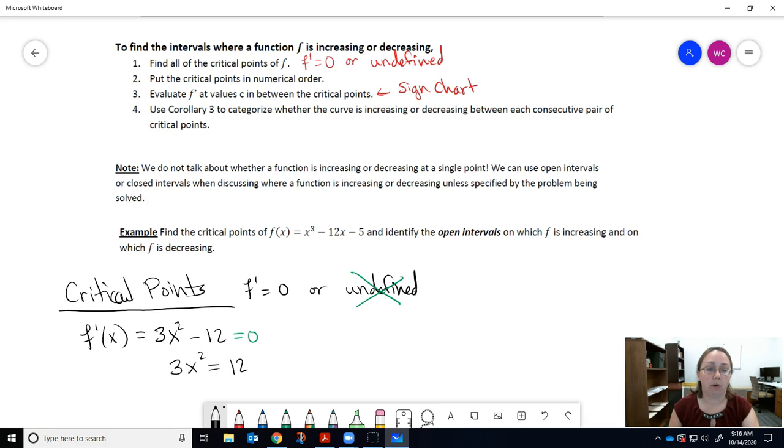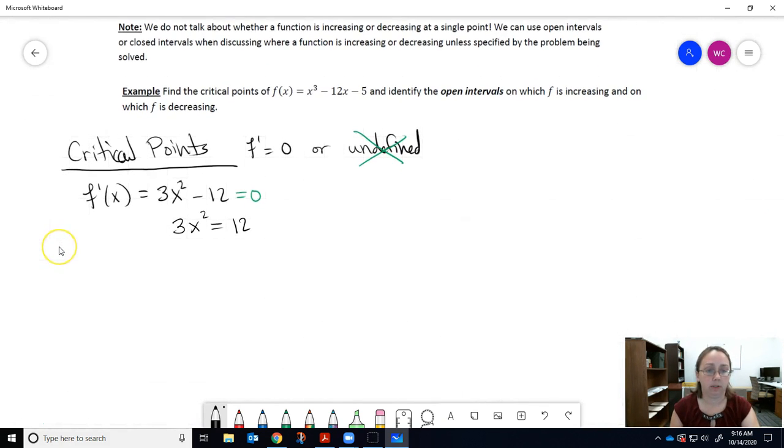So bring your 12 around, divide by your 3, equals 4. So x equals, all right, how do we get rid of the square? We take the square root. When you take the square root, what do you need to put on? Remember, if the square root's already there, you're good. But if you put a square root, you have to put plus or minus. So plus or minus 2. And there you have it.